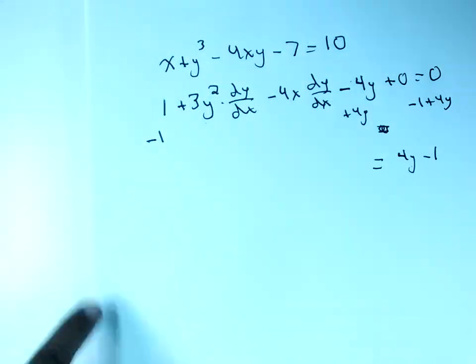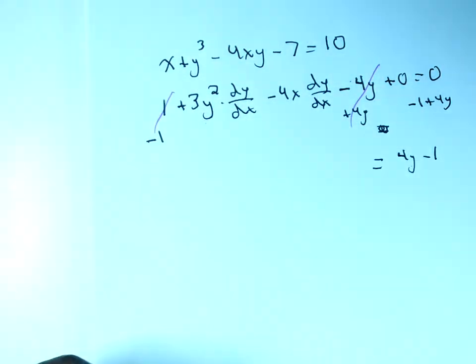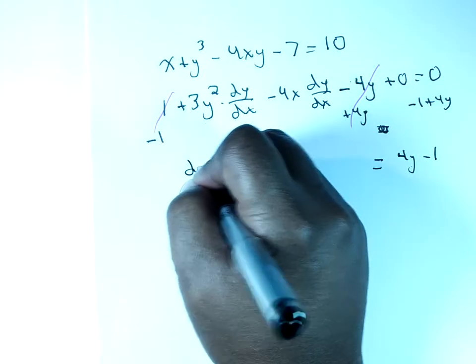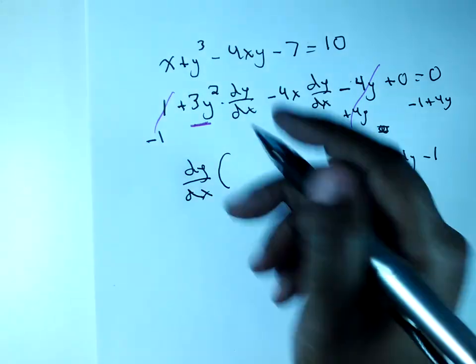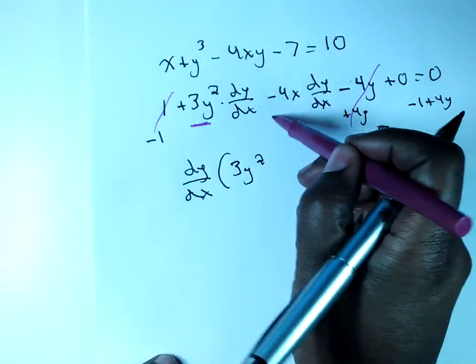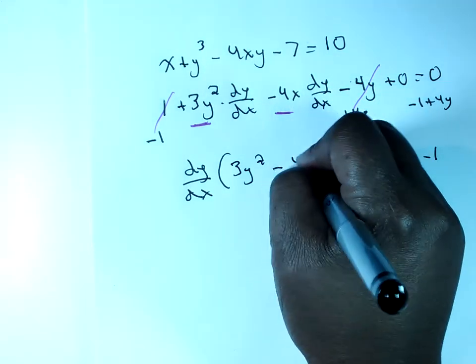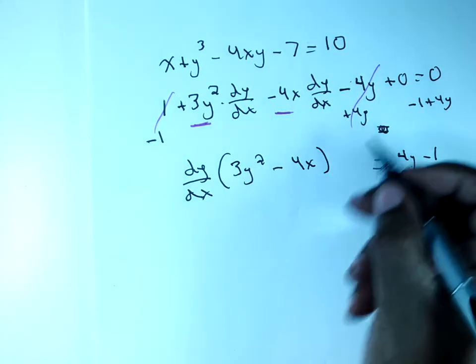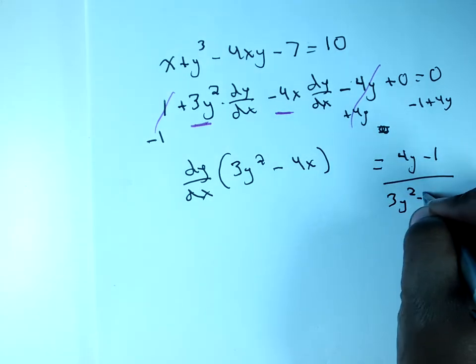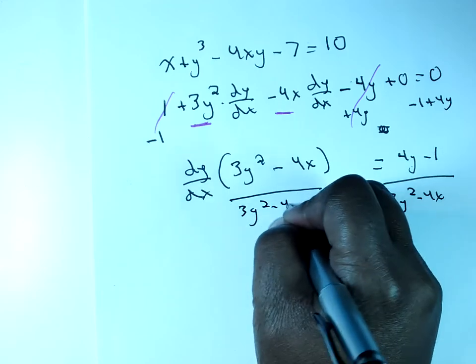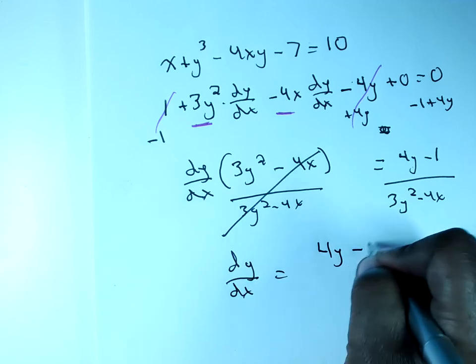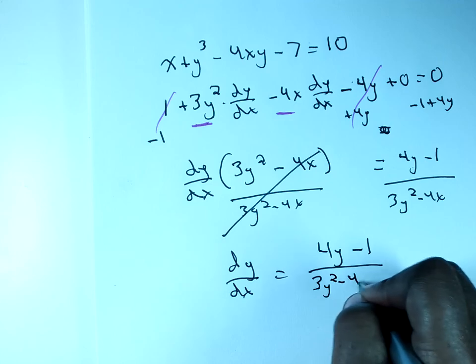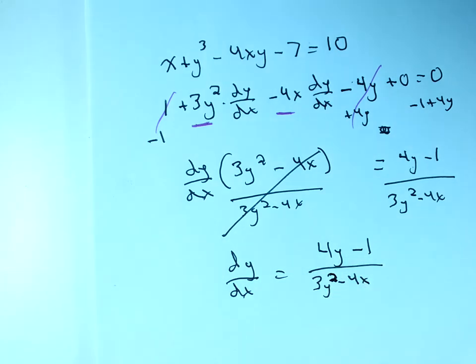So these terms I took care of. And now what's left, they both have a dy/dx multiplied by them. So I'm going to factor that out. And I'm left with 3y squared there, and a negative 4x there. Last step, divide both sides by that. And my derivative is 4y minus 1 over 3y squared minus 4x.